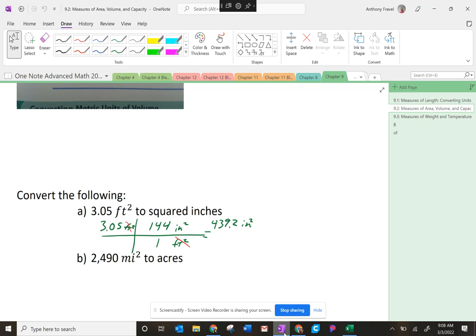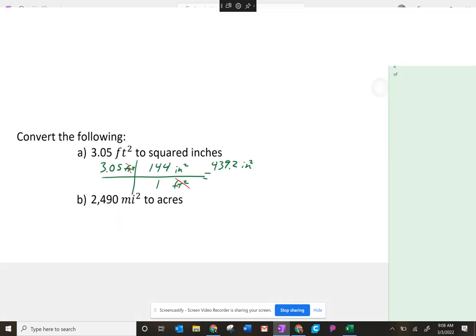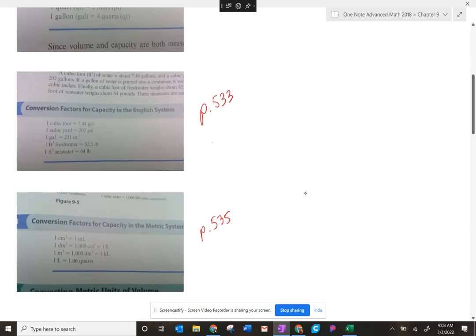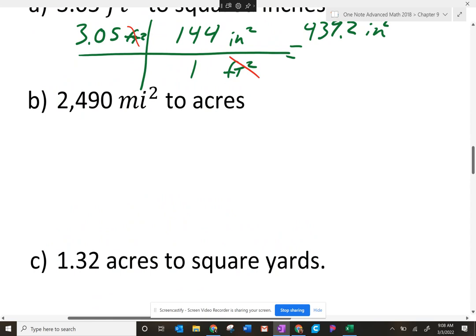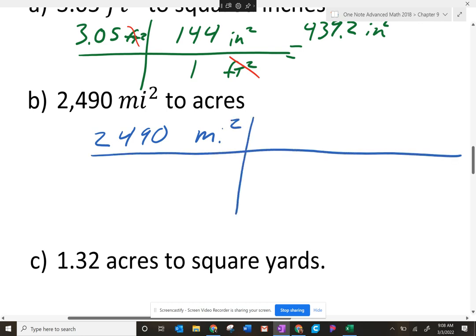All right, so for this one, we've got miles squared to acres. Starting the exact same way, we're going to do that 2490 miles squared. And then my goal is to make it all the way to acres.